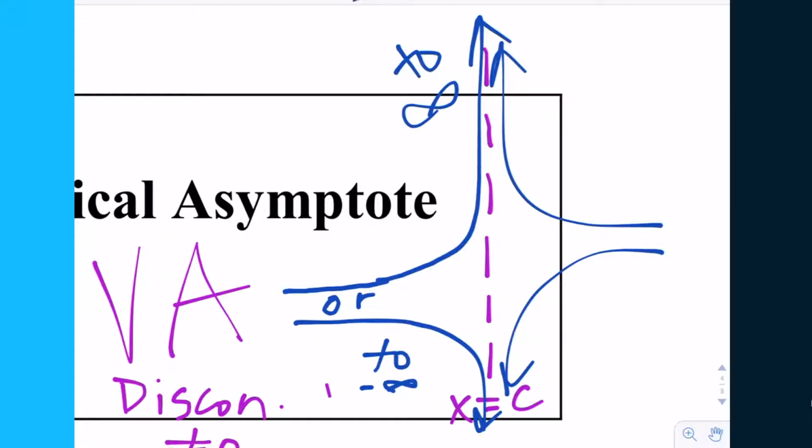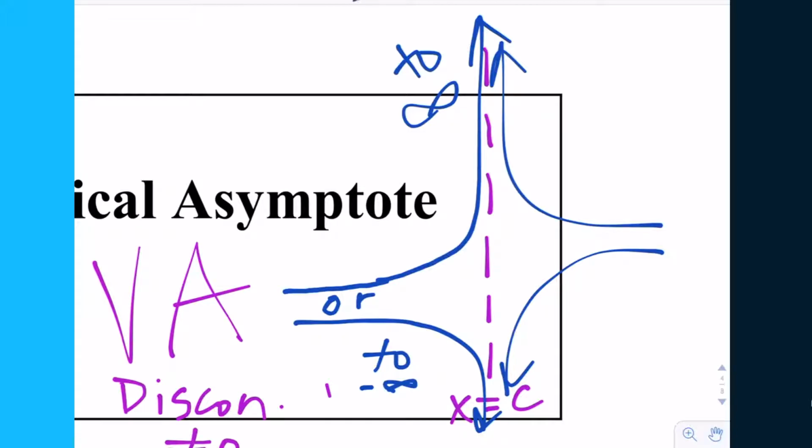The limit as x approaches C from the left could either equal what? Infinity, or the limit as x approaches C from the left could equal negative infinity. And then the exact same thing from the right. The limit as x approaches C from the right could equal infinity, or the limit as x approaches C from the right could equal negative infinity. If any one of those four things happens, we're going to have a vertical asymptote at x equals C. Or if we have a vertical asymptote at x equals C, then any one of those four things could be happening. It works both ways.